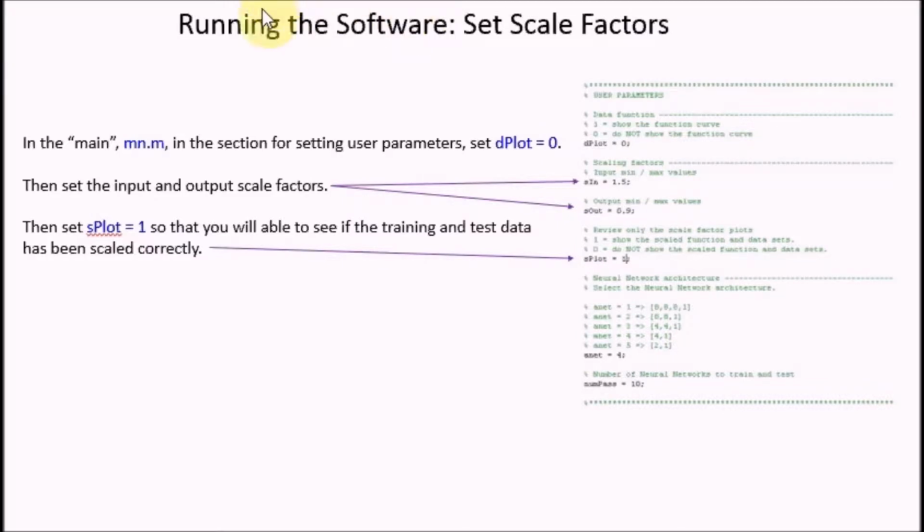Once you're comfortable with your test and training data, it's time to set the scale factors. In this case, what we'll do is set dplot back to 0 and then set the input and output scale factor. So the input scale factor in this case is 1.5, the output scale factor is 0.9. Then set the splot value or parameter to 1 so that you'll be able to see if the training and test data has been scaled correctly.